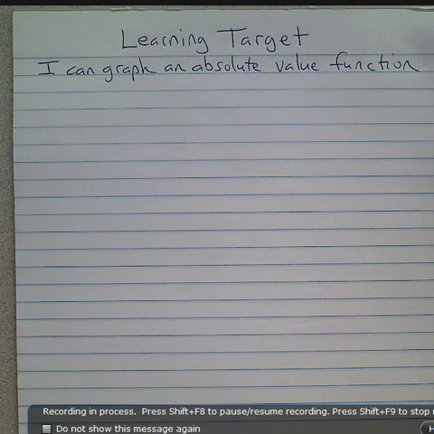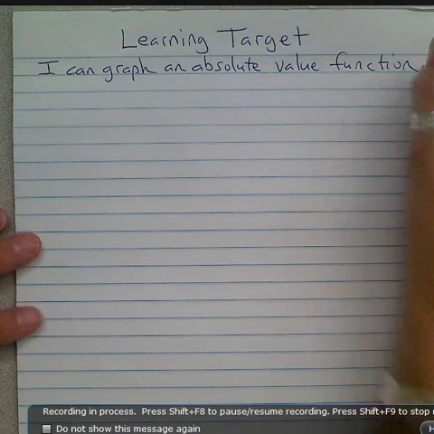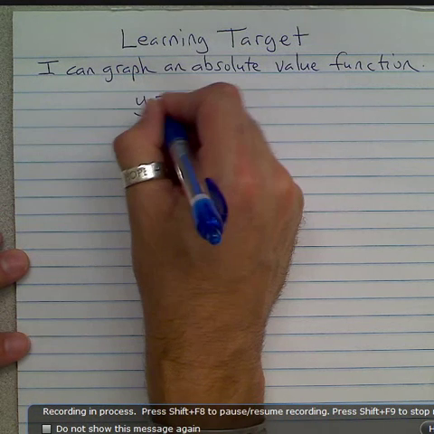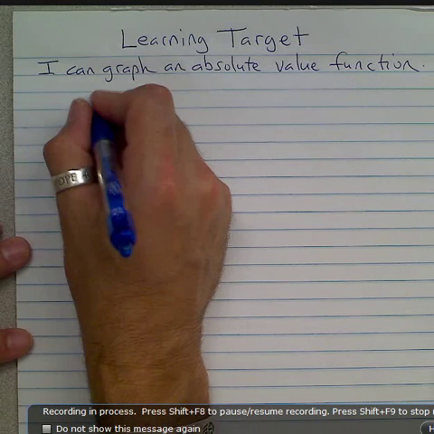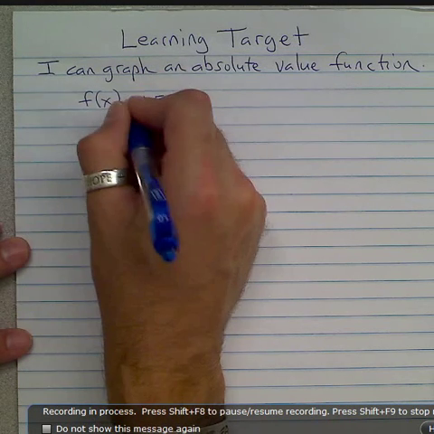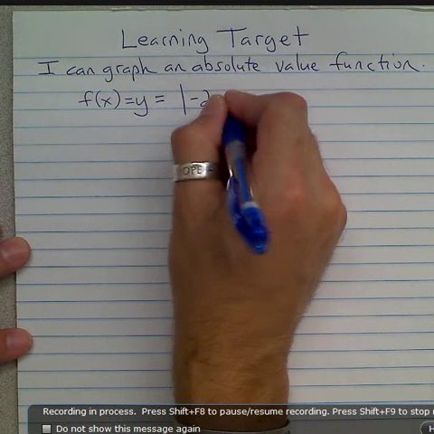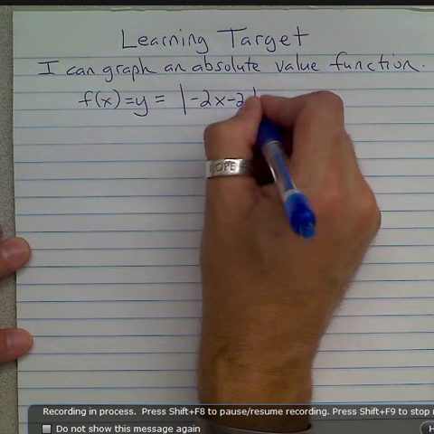Our learning target is I can graph an absolute value function. What we're going to look at today is an absolute value function, which can be written as f of x or as y, equal to the absolute value of negative 2x minus 2, plus 1.